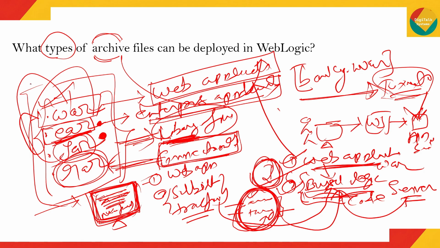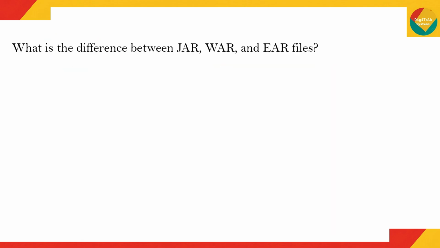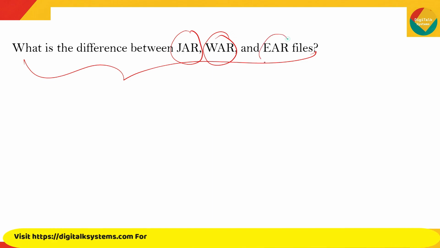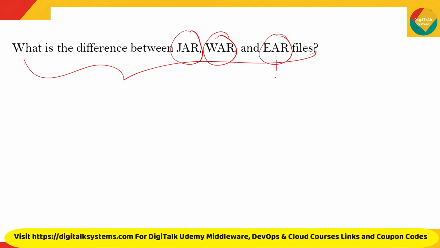Now, what is the difference between JAR, WAR, and EAR file? This I have already explained in detail, right? JAR file is a library file, which is common code. WAR is a web application. EAR is an enterprise application. So this will contain your WAR files, right?